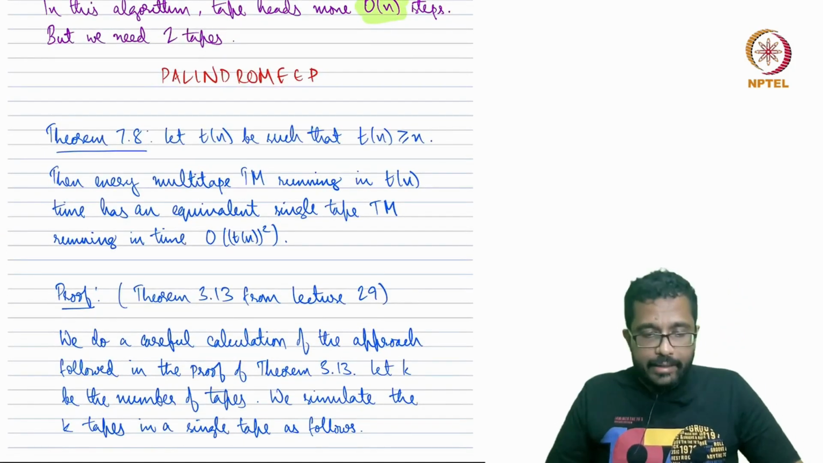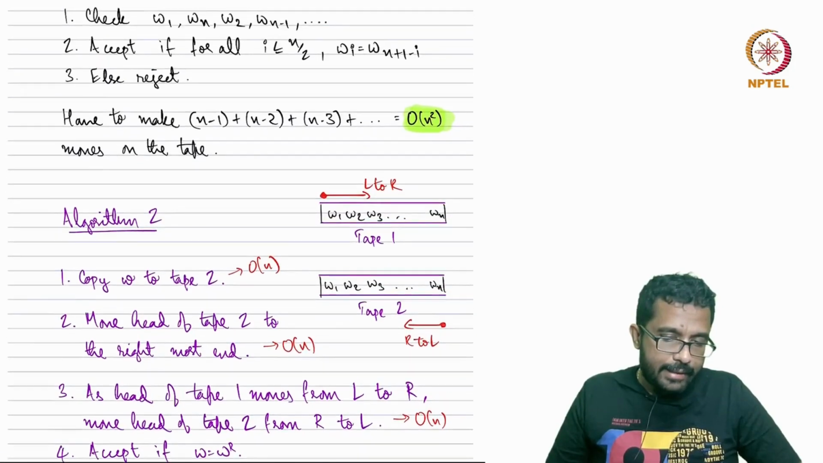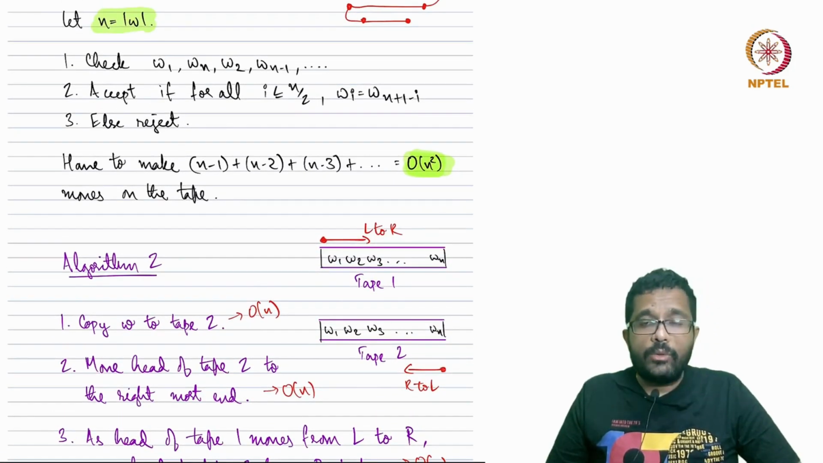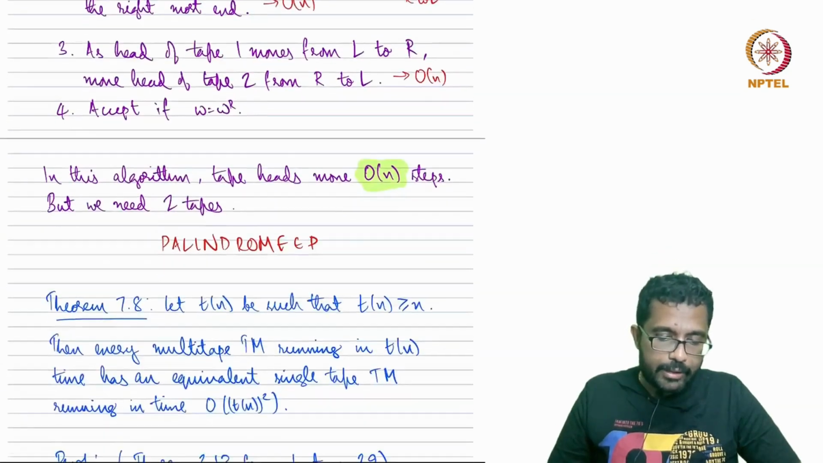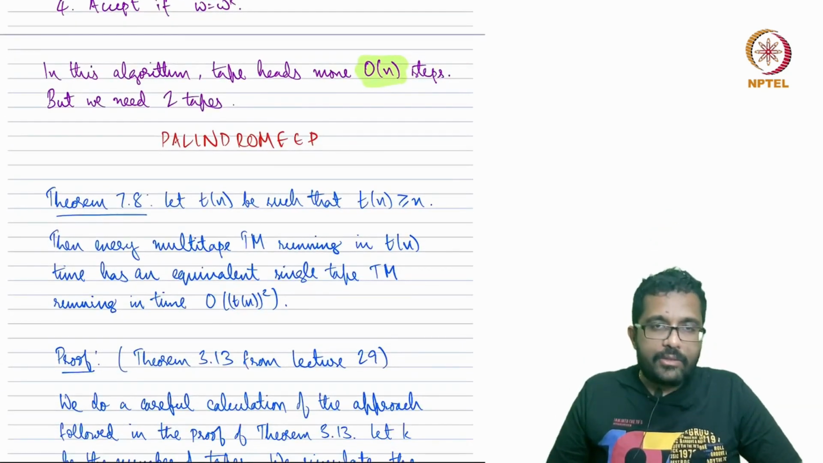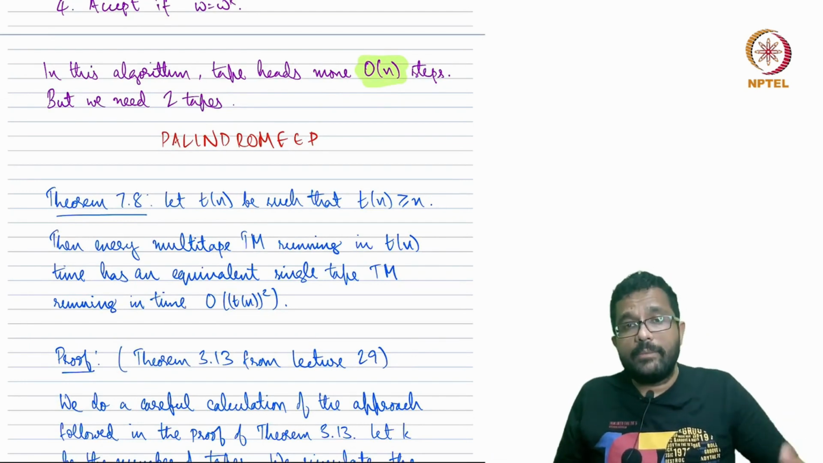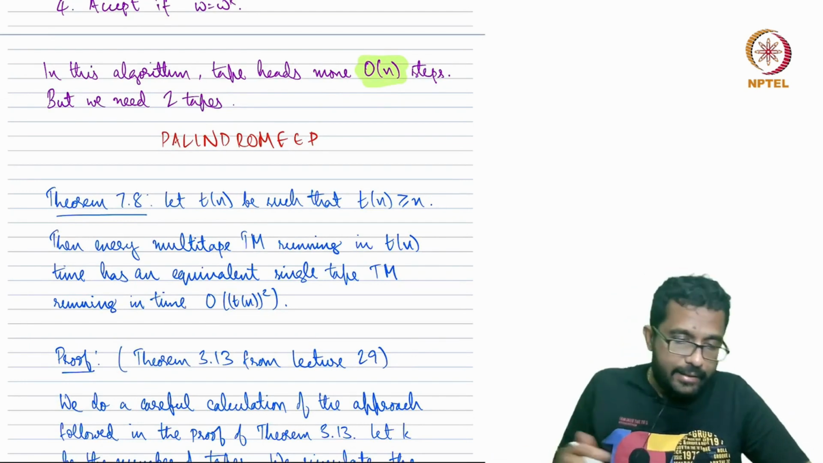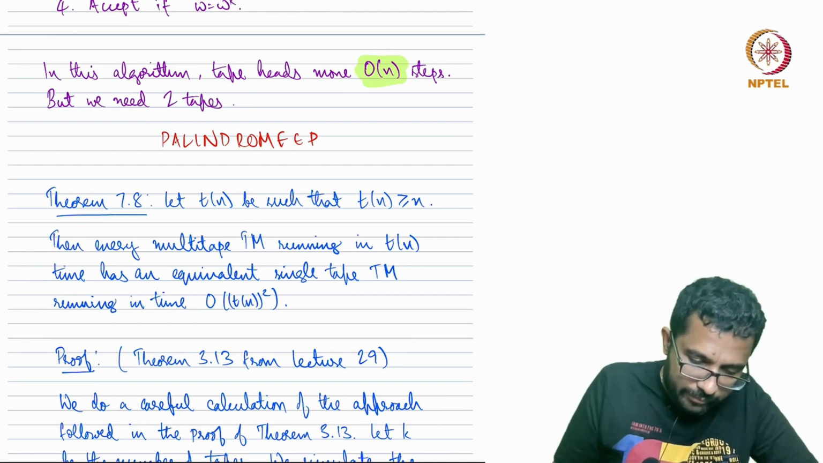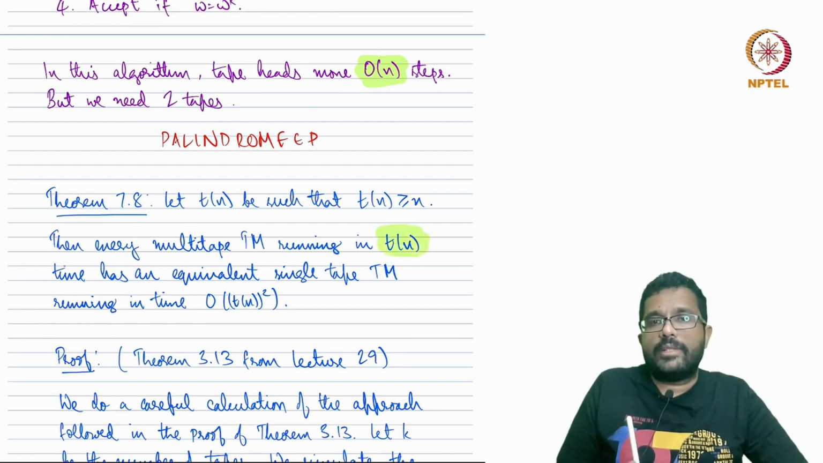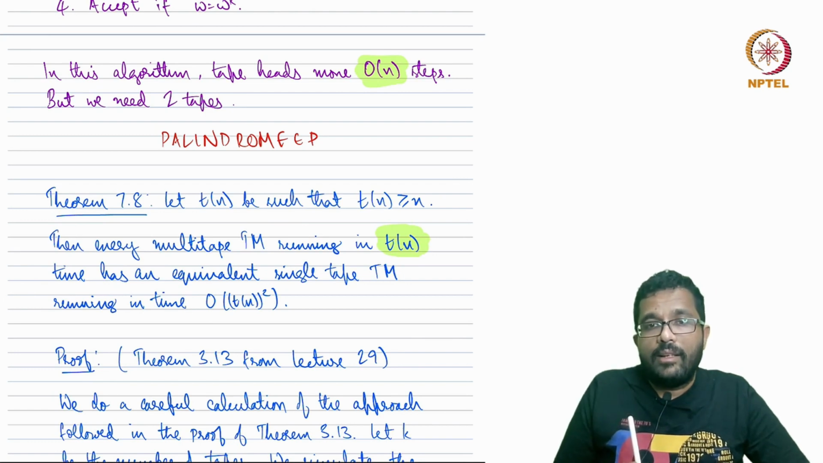So we saw that palindrome takes n time on a 2 tape machine but n squared time on a single tape machine. Now let us try to generalize this. Suppose there is a multi-tape deterministic Turing machine that runs in time T(n).